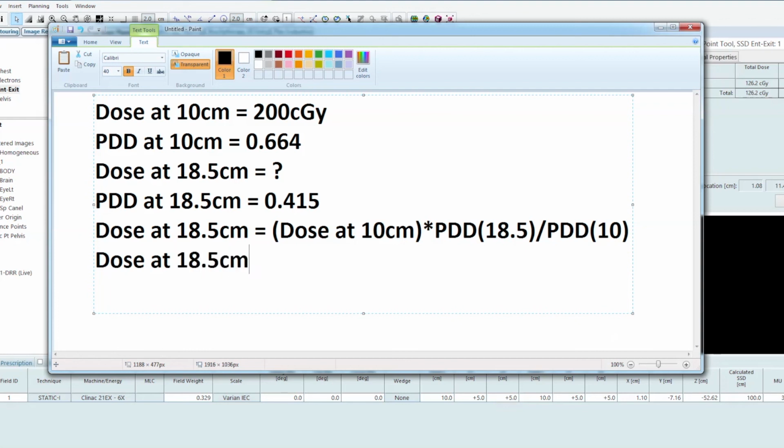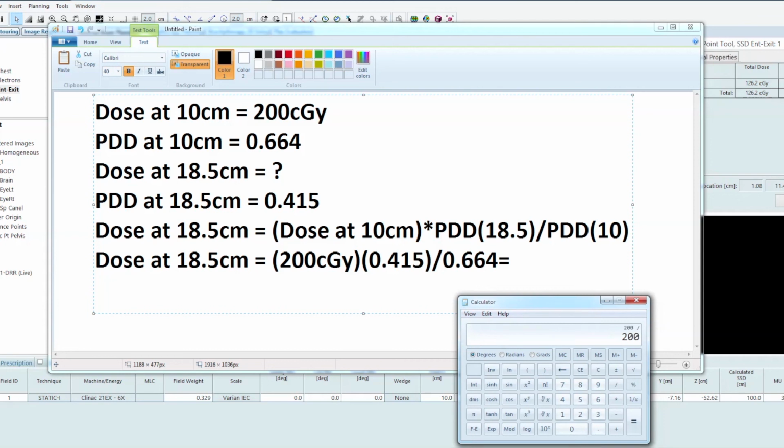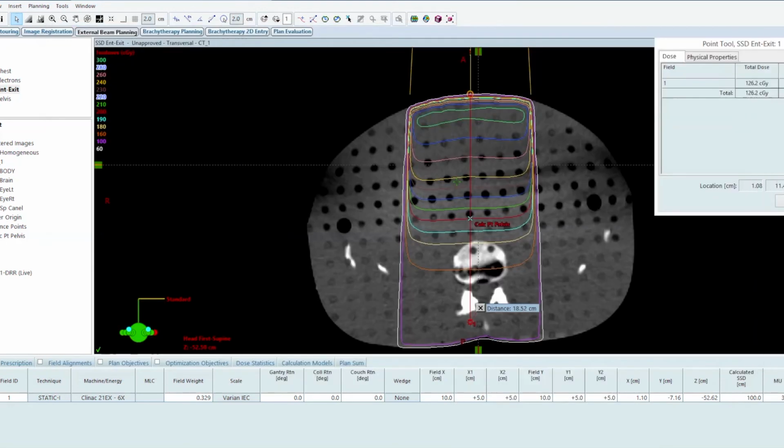So 18.5 centimeters is going to be my exit. Dose at 10 centimeters is 200 centigray. My PDD at 18.5 was 0.415. My PDD at 10 is 0.664. Pull my calculator in. 200 divided by 200 times 0.415 divided by 0.664 gives me 125. So the exact same answer. So that's the second way of calculating dose at the exit point.